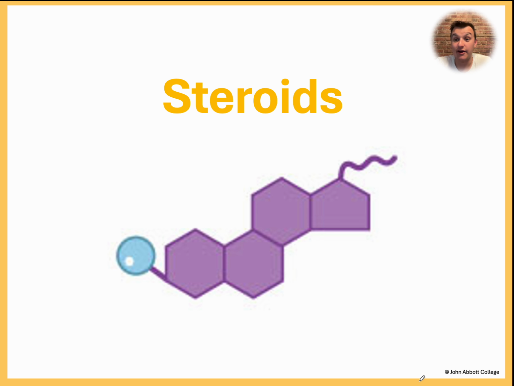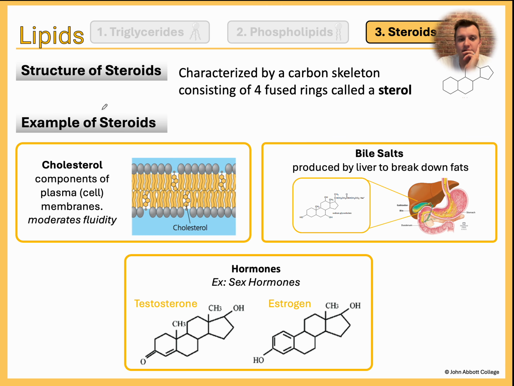Awesome. Now steroids. Steroids look a bit different, right? Don't confuse this for a polysaccharide. I know I told you to look for hexagons, but if there are 4 fused rings together, 1, 2, 3, 4 fused together, that is called a sterol, right? And that's what makes up the backbone of a steroid, okay? These sterols form the backbone of a steroid.